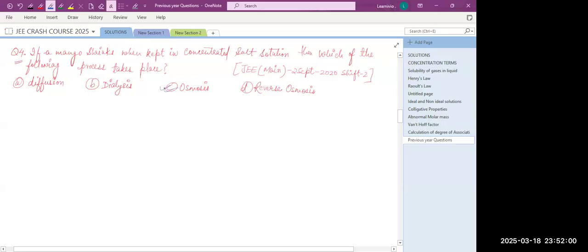So we have learned that osmosis is the process which occurs from low concentration to high concentration, right? So when the mango was kept in a concentrated salt solution, the solvent, which is water, from the mango will move to the concentrated salt solution. And when the solvent moves to the concentrated salt solution, consequently the mango shrinks in the solution, right? And this phenomenon is osmosis, the movement from low concentration to high concentration. So this process is osmosis.